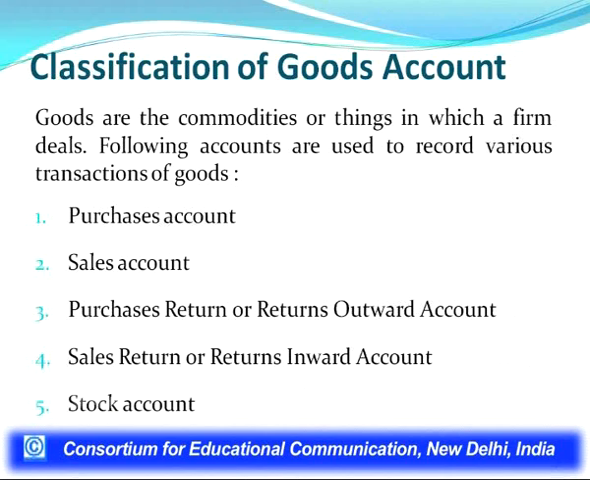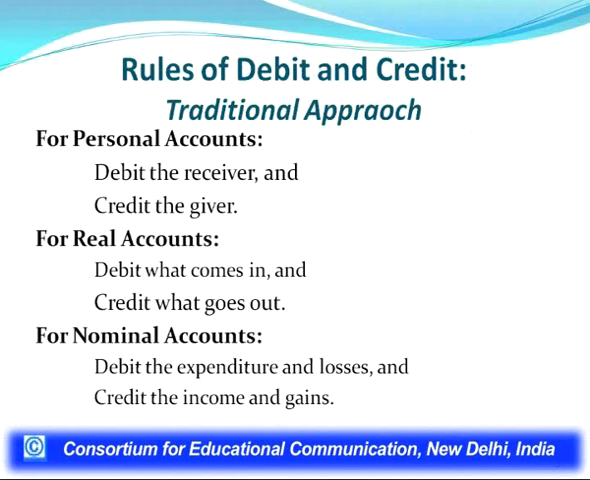due to any reason. Sales return account or returns inward account, this account is used to record the goods returned by our customers. And the last, the stock account. This stock account shows or indicates the unsold goods at the end of an accounting period. That is also called the closing stock, but that closing stock becomes the opening stock in the next accounting period. So, this classification of goods account helps us. Then the rules of debit and credit, which we explained in the last class.